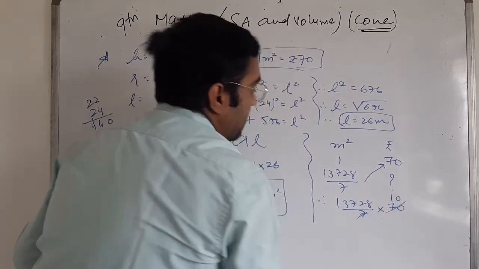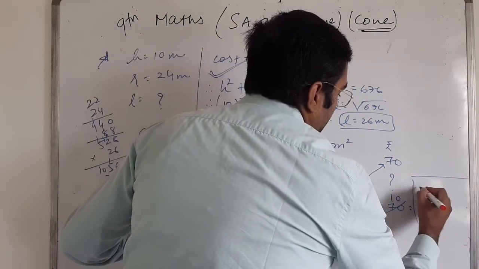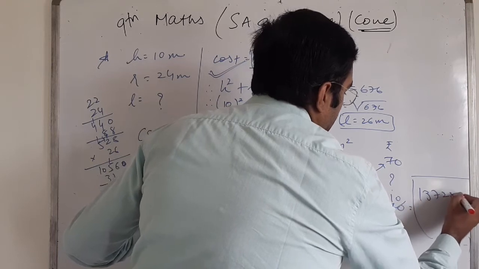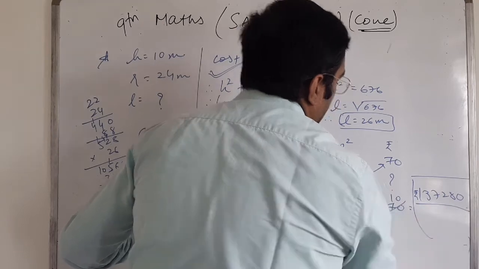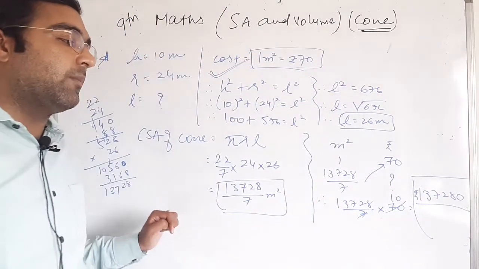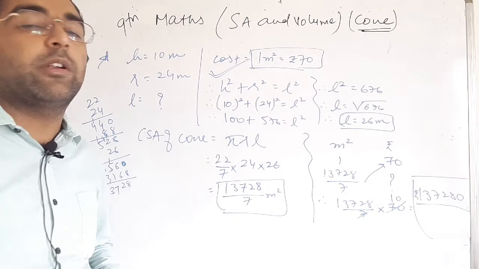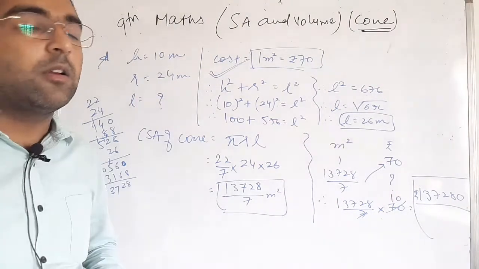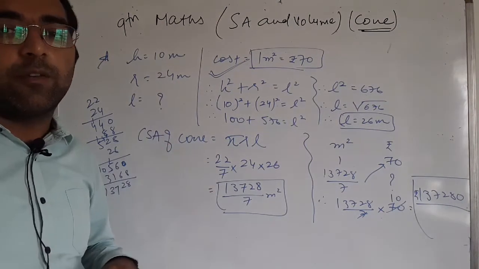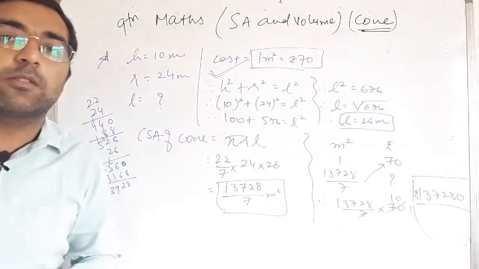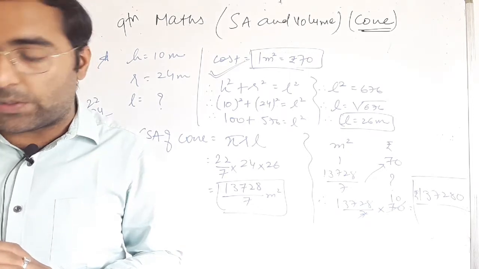Then 7 tens are 70. Therefore my answer is 137,280 rupees are required for making a tent, okay. 1,37,280 rupees are required to make a tent of height 10 meter and radius 24 meter. Okay, clear students? Please copy this question fast. So we have to move to the next question.